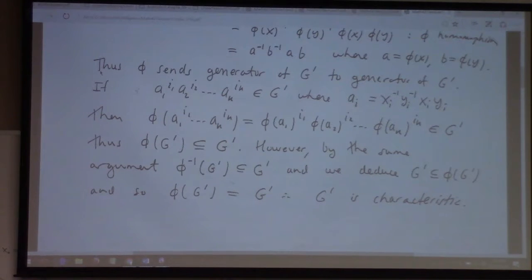But you can use exactly the same argument for the inverse of the isomorphism to say that phi inverse of G prime is a subset of G prime. So you've got this and that, which means that they're equal. In other words, G prime is a characteristic subgroup.